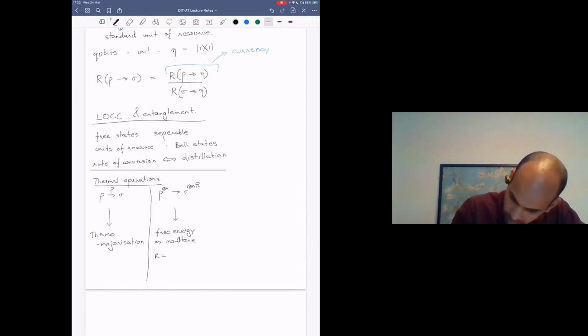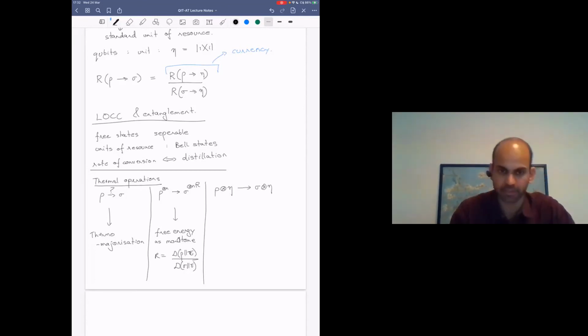So R is equal to D of rho upon tau, sorry, where tau is the thermostat, sigma tensor tau. The other versions that we can do is we can say, well, what happens if you take rho tensor a catalyst eta, and I want to take it to sigma tensor catalyst eta. So the catalyst has to remain the same at the beginning and at the end.